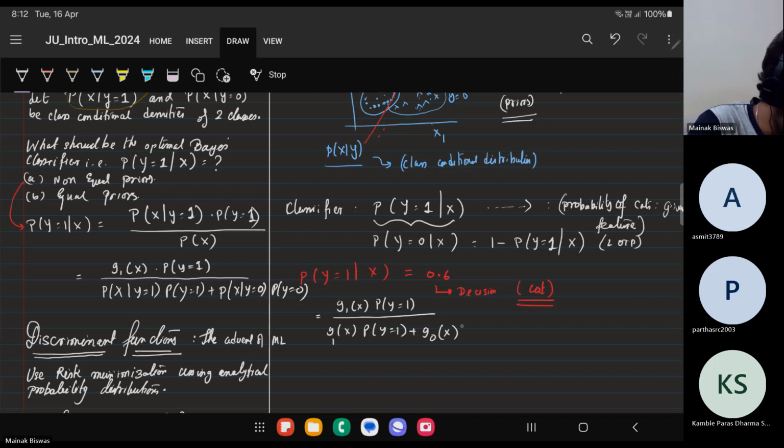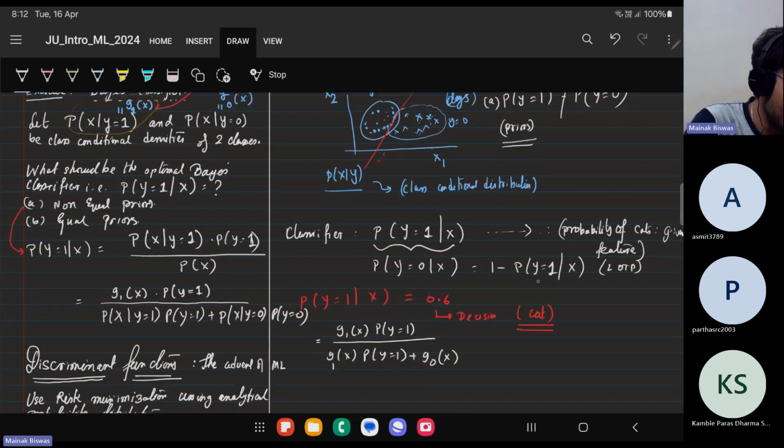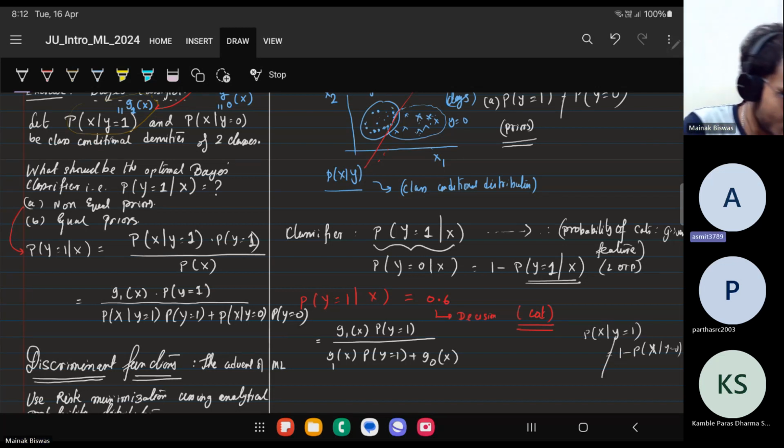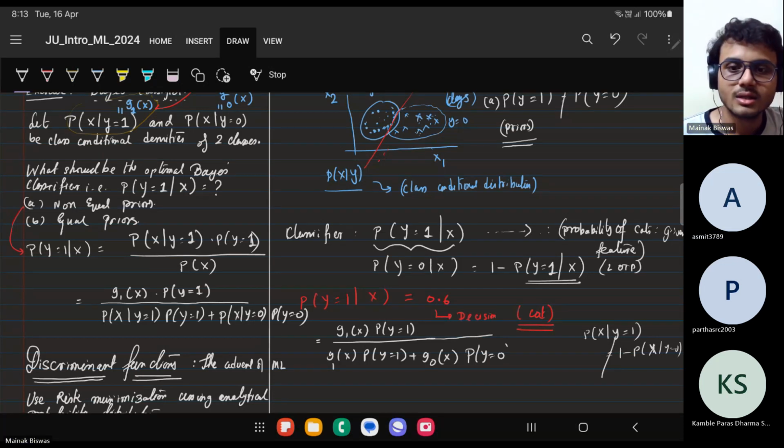No, it's not 1 minus g1. This g1 is the class conditional density. So probability of x given y equal to 1 is not equal to 1 minus probability of x given y equal to 0, right? We can only say about the measure, the event that is being measured, not what is given, right? We have discussed this. So this will be y equal to 0. Correct?